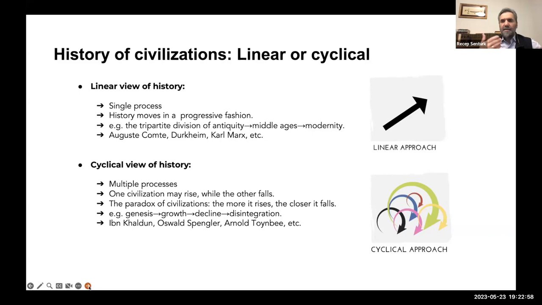Civilizations follow circular patterns: genesis, growth, decline, and disintegration. Ibn Khaldun, Oswald Spengler, Arnold Toynbee, and many others accept this circular perspective. But the postmodernist approach rejects the cyclical approach also. Their perspective is more chaotic, with no order in history, neither linear nor cyclical. So that's the postmodern approach.